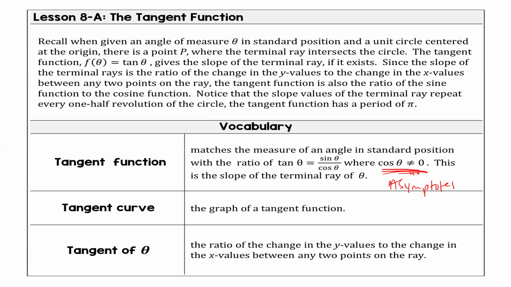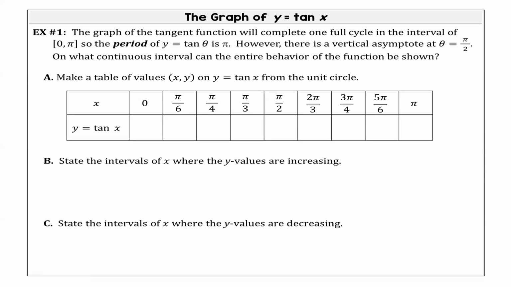Okay, so we're going to look at the tangent function and we're going to make some key points. The tangent graph will complete one full cycle in the interval of 0 to pi, meaning that the period is pi. So instead of cosine and sine that have a period of 2 pi, tangent only has a period of 1 pi. So our period equals 1 pi.